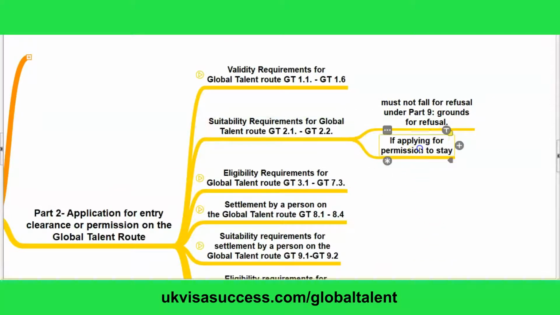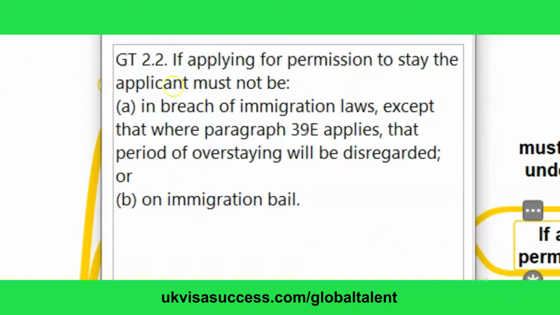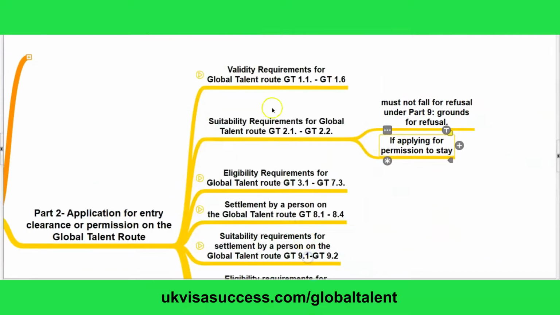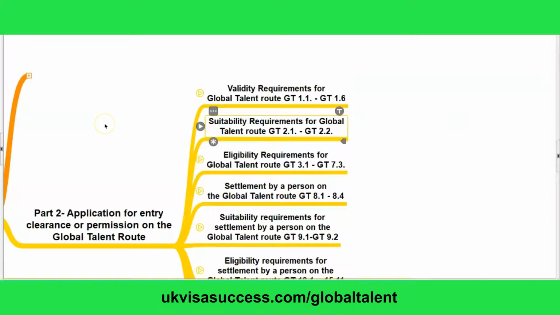And if you're already in the UK, there are certain rules which you need to follow. So you need to prove that you didn't stay in the UK in breach of UK immigration rules, unless paragraph 39E applies. Paragraph 39E, and once again, there is a separate video about this, but this is about Home Office closing their eyes on a certain period of overstaying, provided you can prove that this very short period of overstaying was beyond your control, and the application will not be allowed if you are here on immigration bail. So these suitability requirements, first of all, they are the same for the majority of the applications, and secondly, they are quite easy to meet if you are a law-abiding citizen.